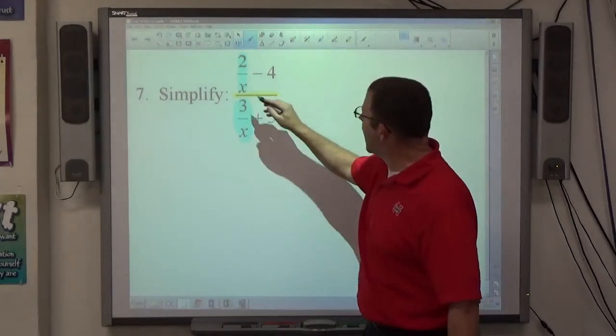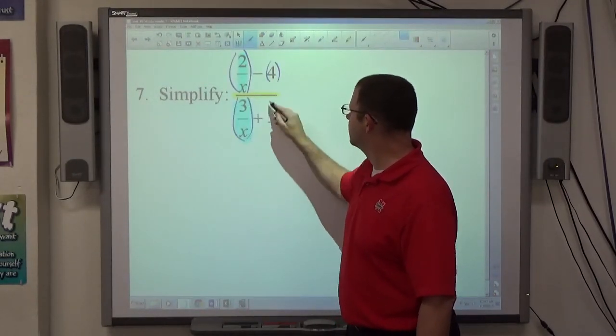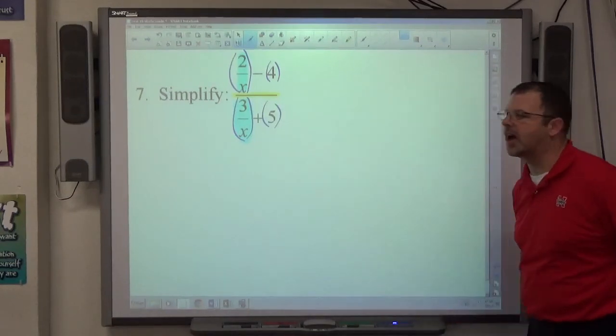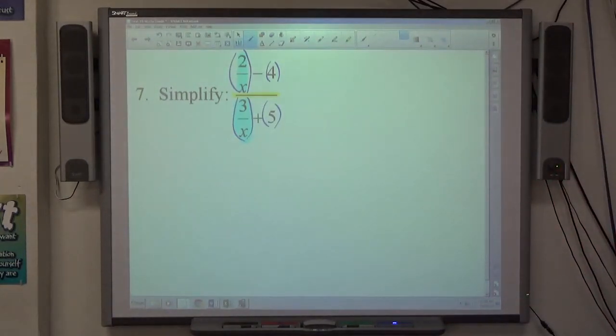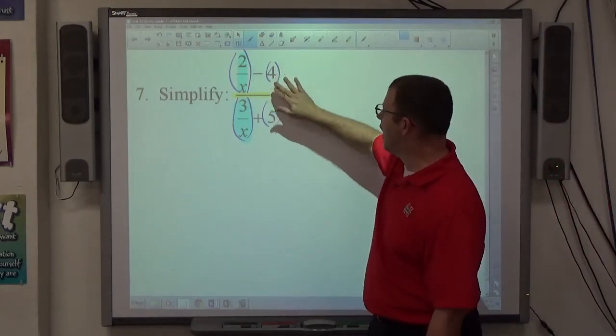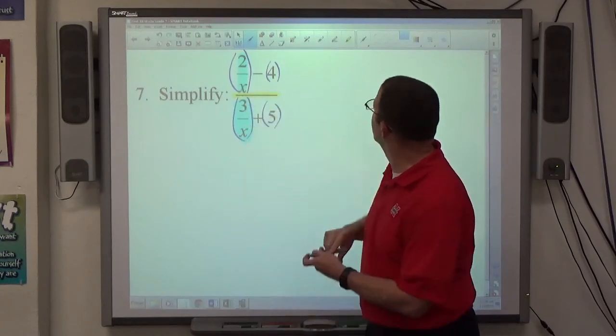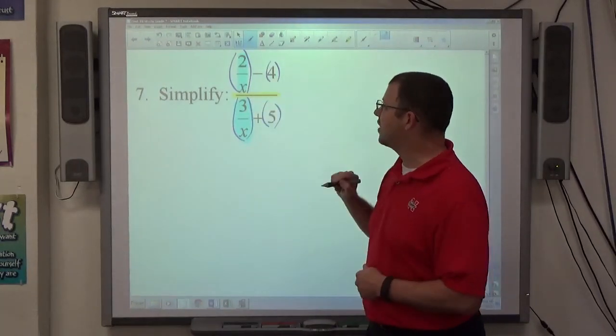So my task is to identify all the terms, whether they're fractions or not. Focusing specifically on the fractions, I find the least common denominator of the fractions identified. So 4 is not a fraction, 5 is not a fraction. They don't matter in this decision. Only these two things matter. And the common denominator of these two things is just x.